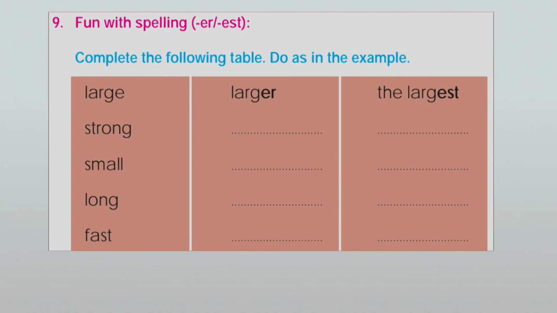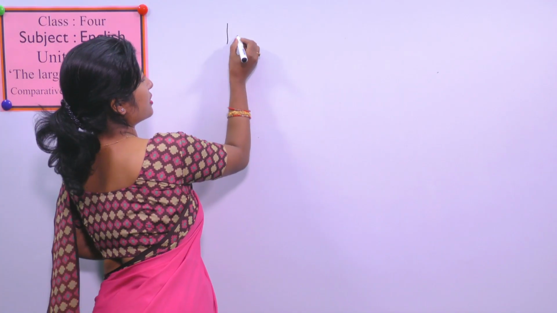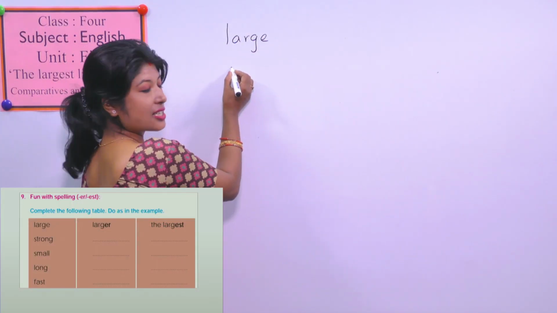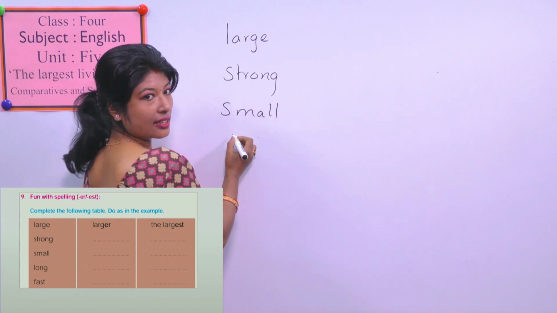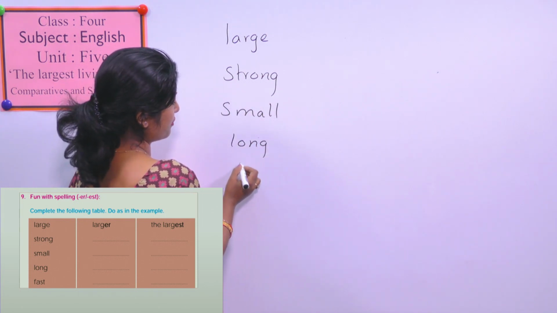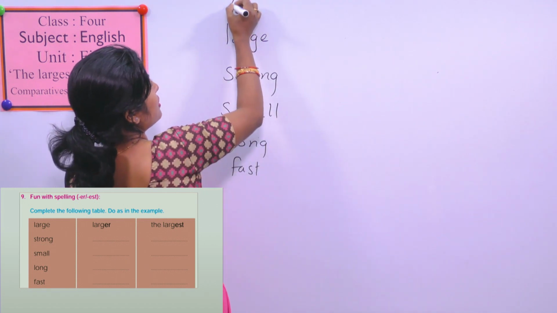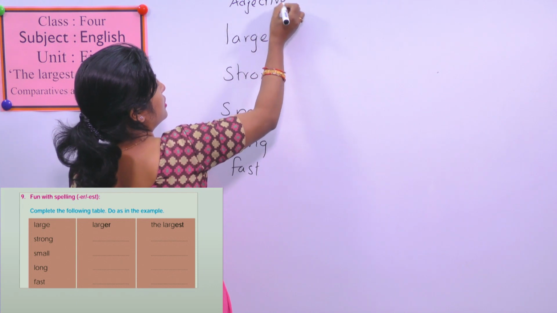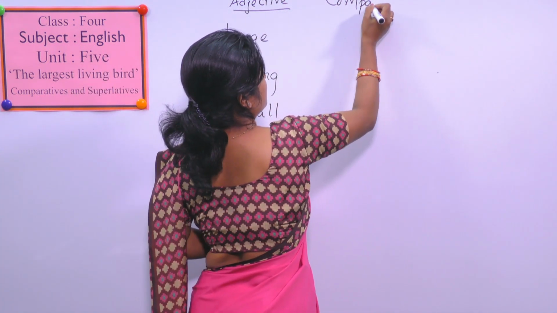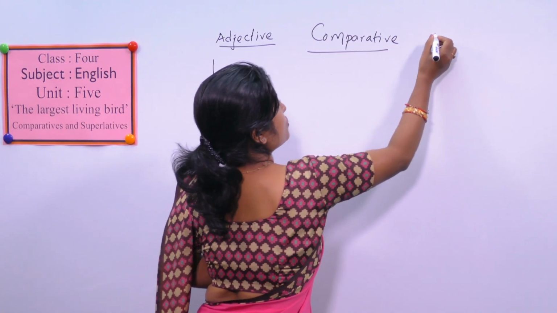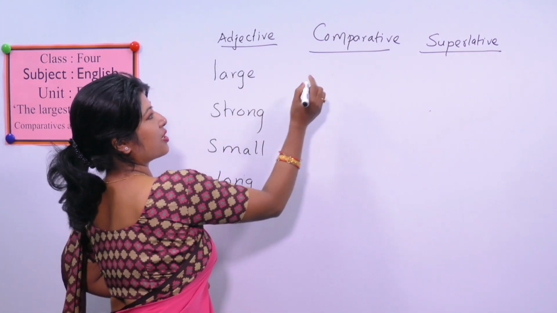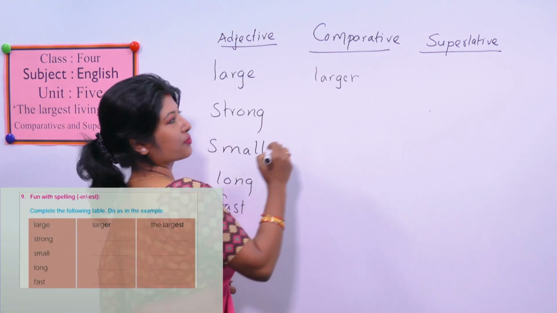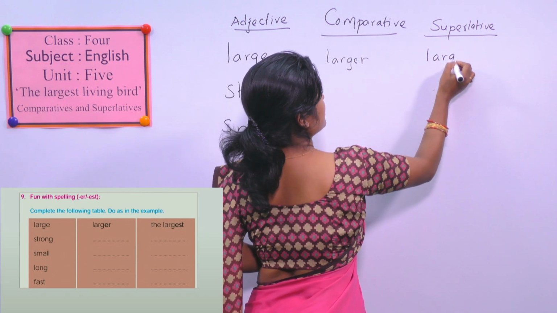All right. So here, now fun with spelling. We have words over here like large, strong, small, long and fast. So how can we make, this is what? Adjective and comparative form. Finally, superlative form. So large becomes larger. And then superlative, the largest.